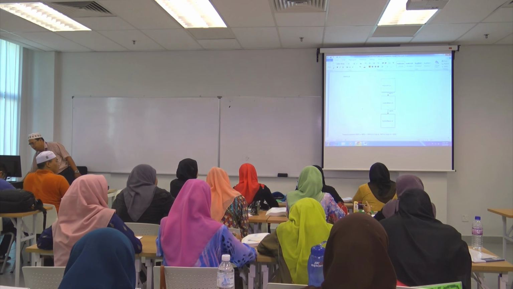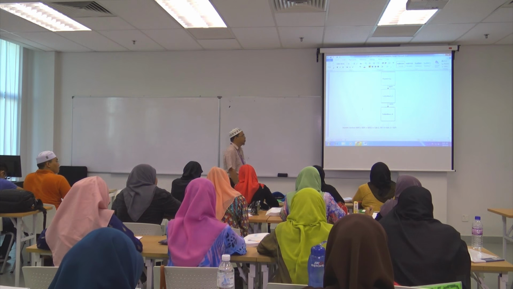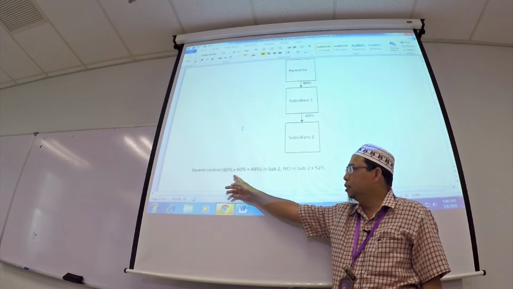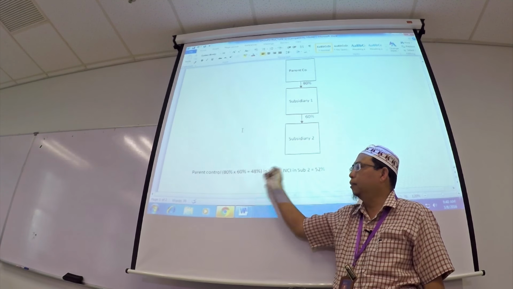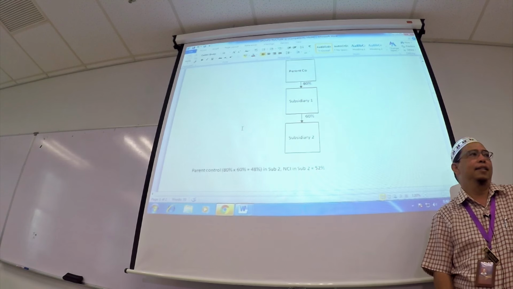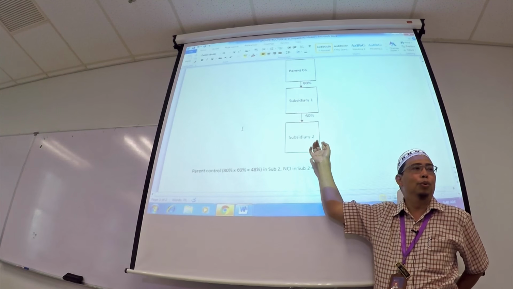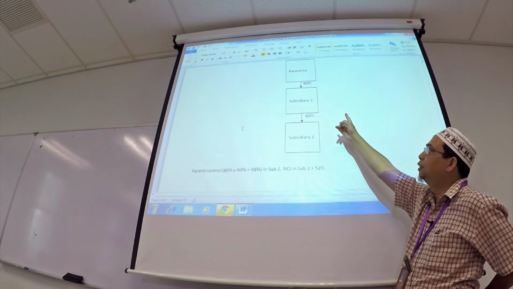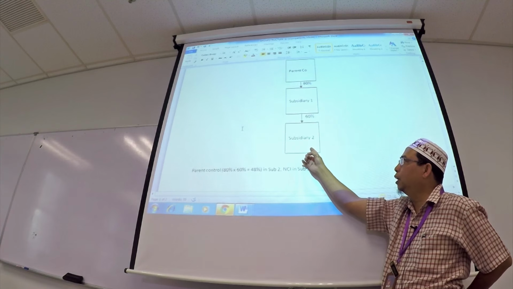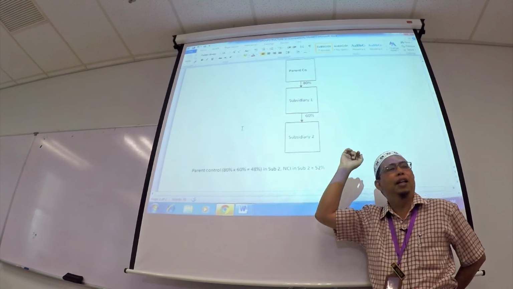The parent's control over subsidiary 2 is 80% times 60%, so that is 48%. That is the parent's interest in subsidiary 2. How do we calculate it? Very simple. The parent controls subsidiary 1 at 80% and subsidiary 1 controls subsidiary 2 at 60%. So 80% times 60% is 48%.